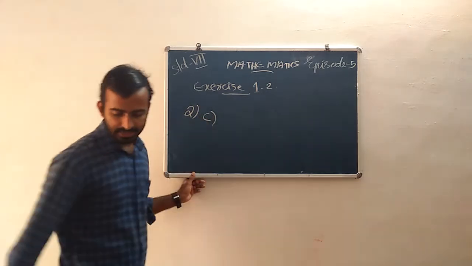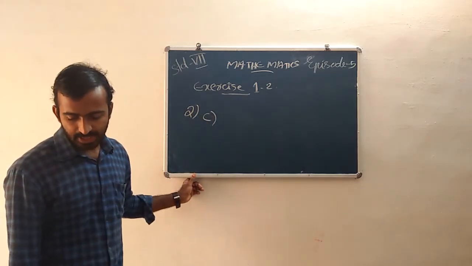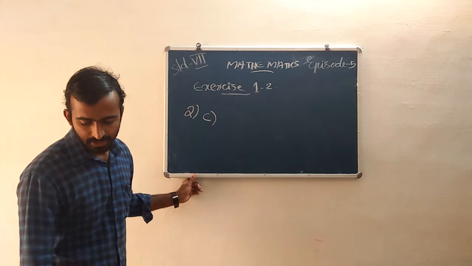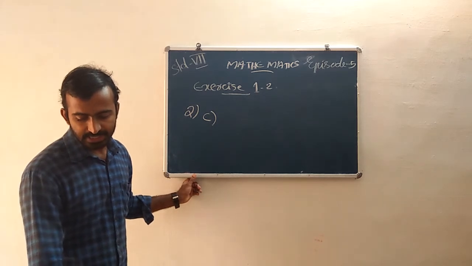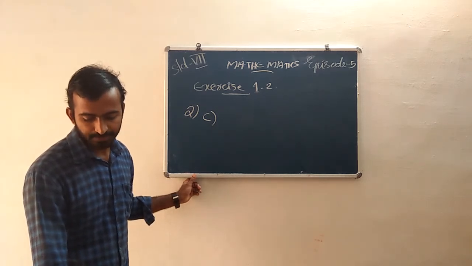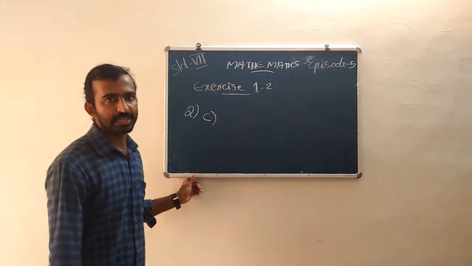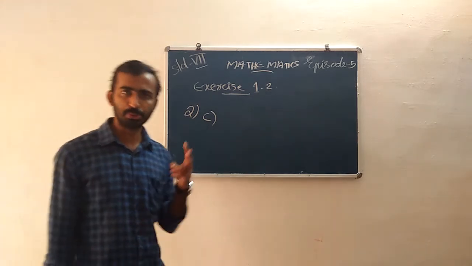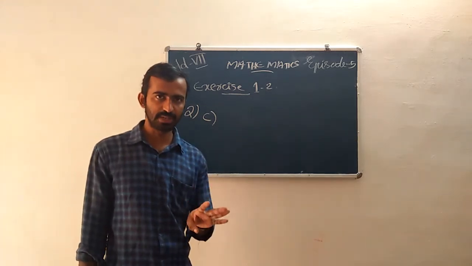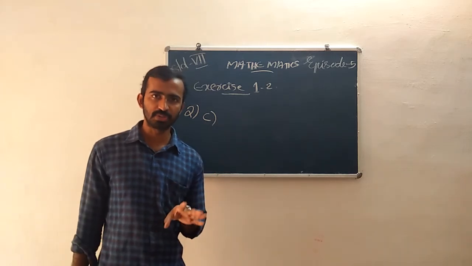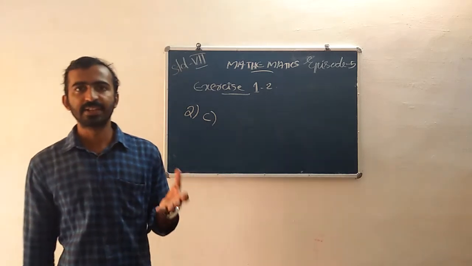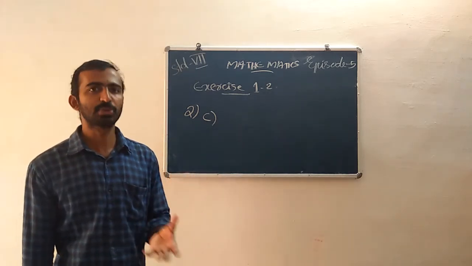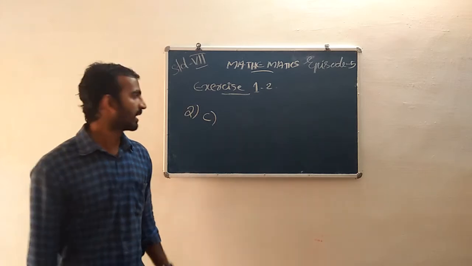Part C of the question is: write a negative integer and a positive integer whose difference is minus 3. We want to write two integers, one must be negative and the other positive. We want to take the difference, and then we want to get negative 3.